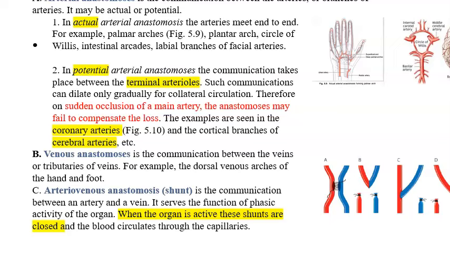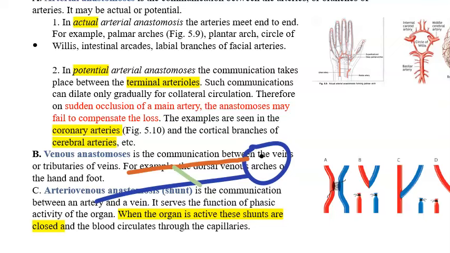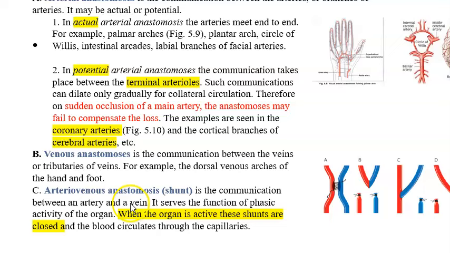So if there is an organ, it will have an artery and a vein leaving. Between these, if there is an anastomosis, this is a shunt, an arteriovenous anastomosis. This will be active only if the organ is resting. If the organ is resting and not doing anything active, then this blood can just go back like this. So this is a shunt.